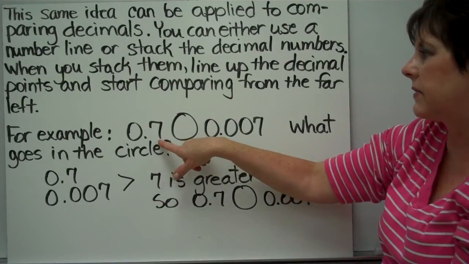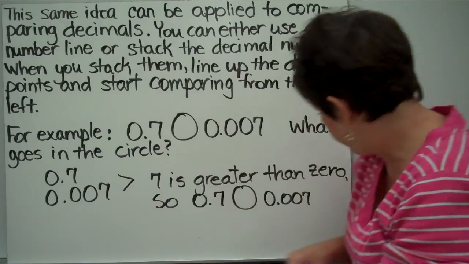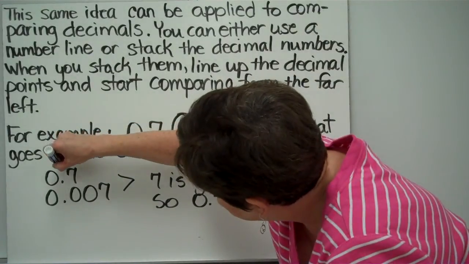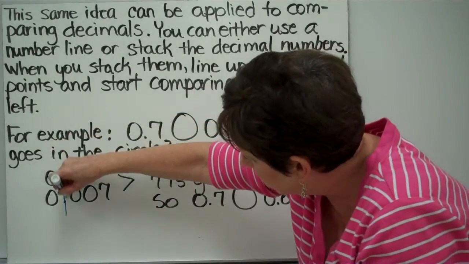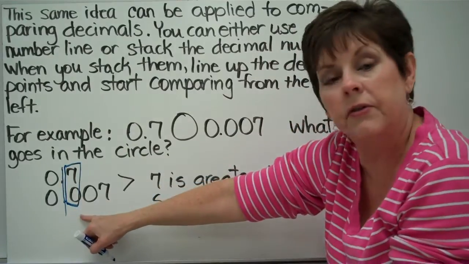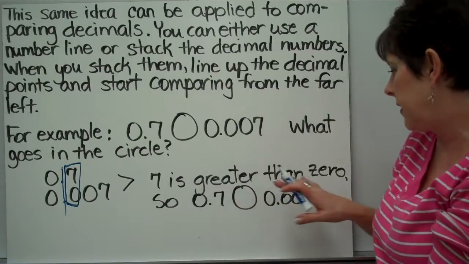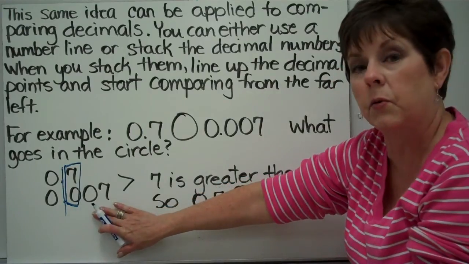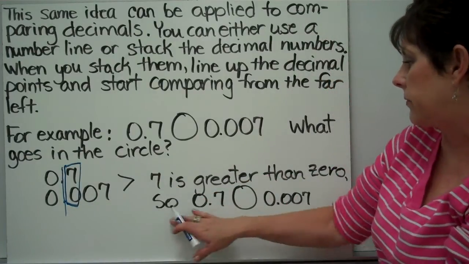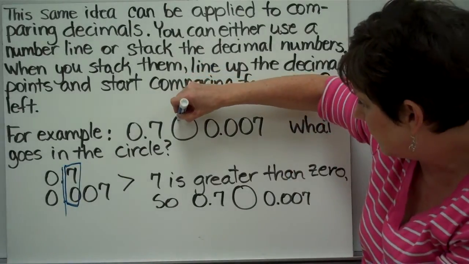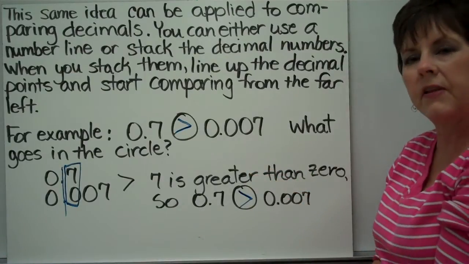Here's an example. You have 7/10 and 7/1000. What would go in the circle? Well, we've lined them up with our decimal points right in line. We've lined up the place values. I can see that 7 is greater than 0. I already know the answer to my question here. I don't have to go on to the next ones. I know that 7 is greater than 0, so I know that 7/10 is greater than 7/1000.